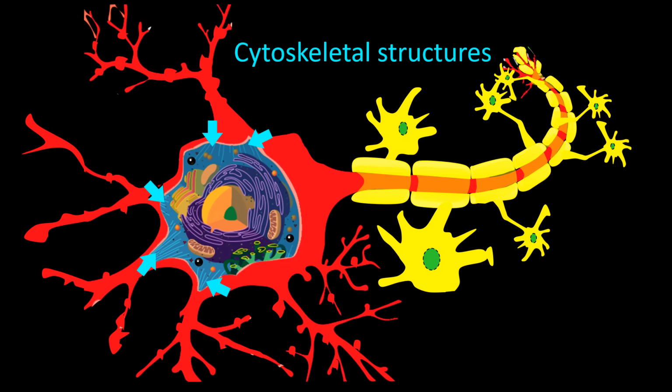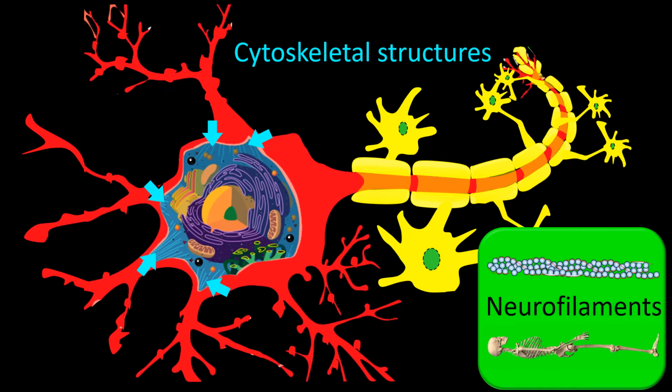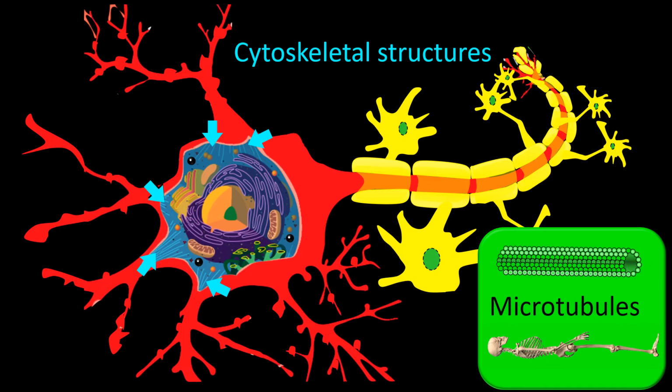Another important neuronal structure are cytoskeletal elements. In this category, we have microfilaments made of actin. They are very numerous in the growth cones. Neurofilaments, the main skeletal component of neurons, and microtubules.